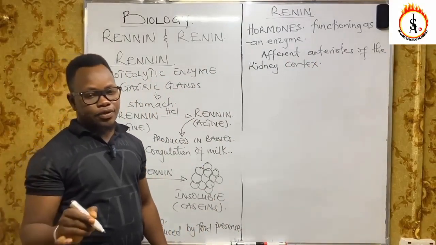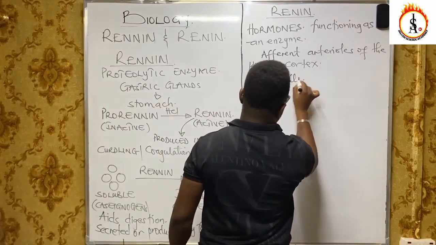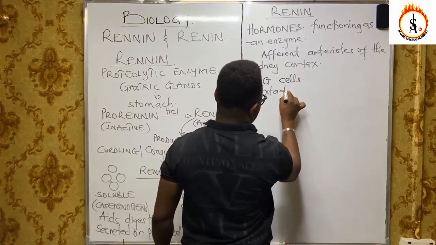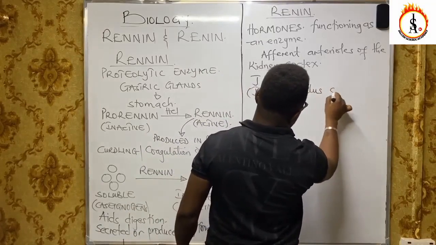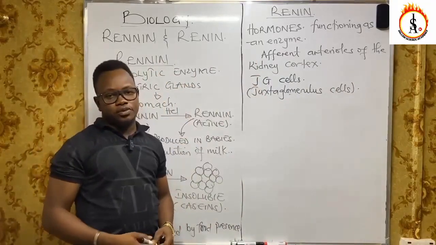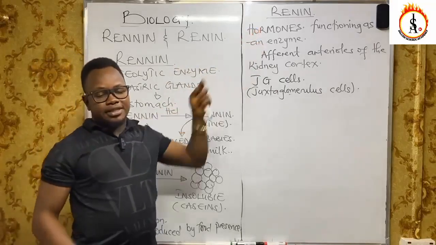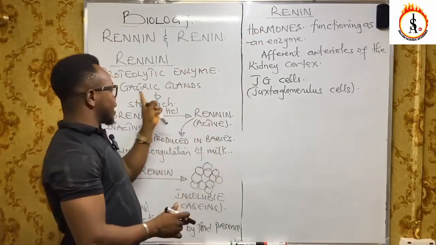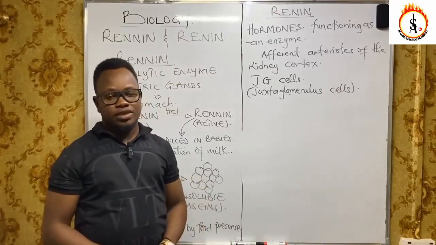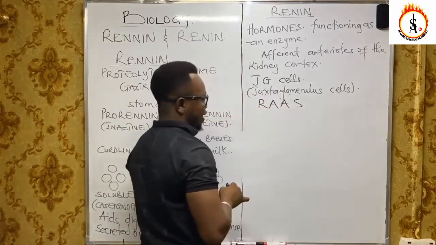Inside there are cells we call the JG cells. The JG cells means the juxtaglomerular cells. Call them JG cells, okay? These cells are responsible to secrete renin. And unlike rennin, this is secreted as renin, the active form. Not like this, secreted as prorennin and then converted into rennin. And this one is associated to the RAAS system. The RAA system, that's the RAAS.